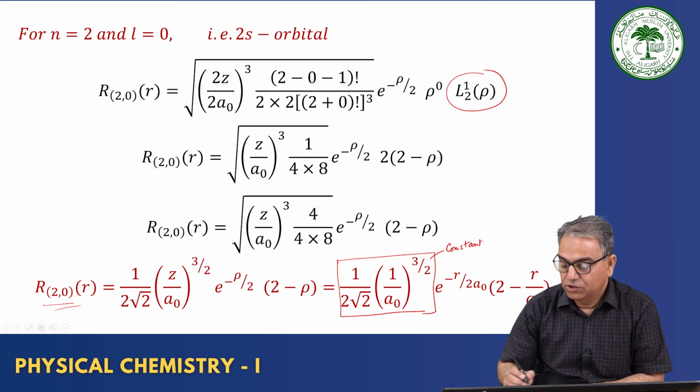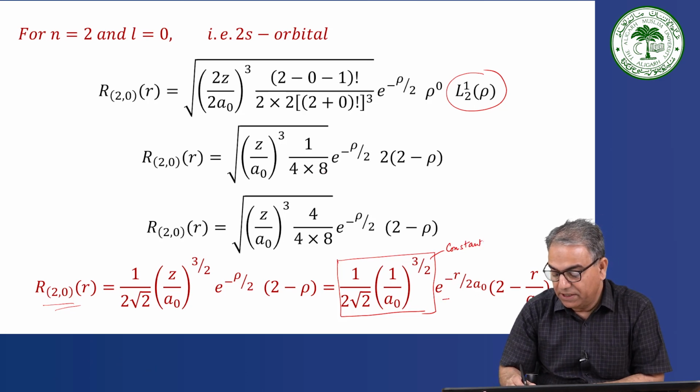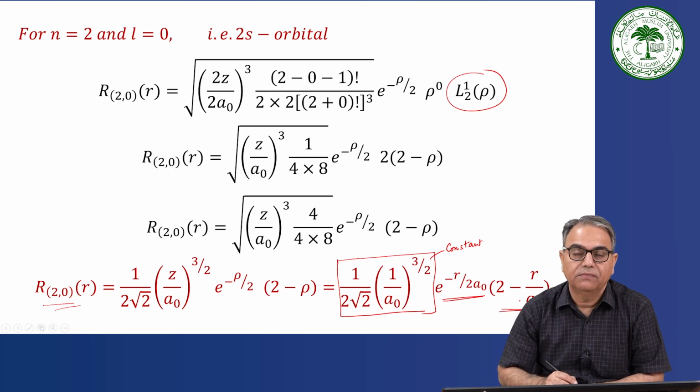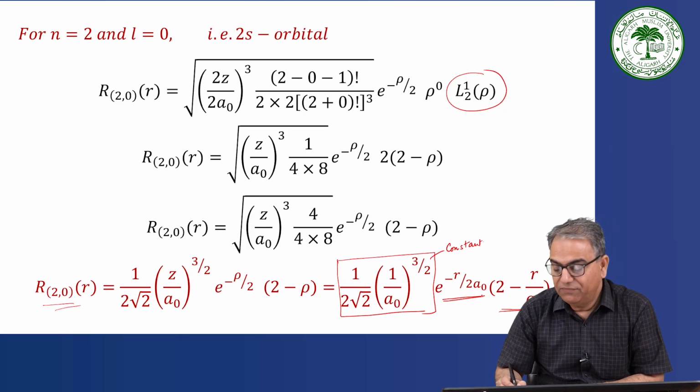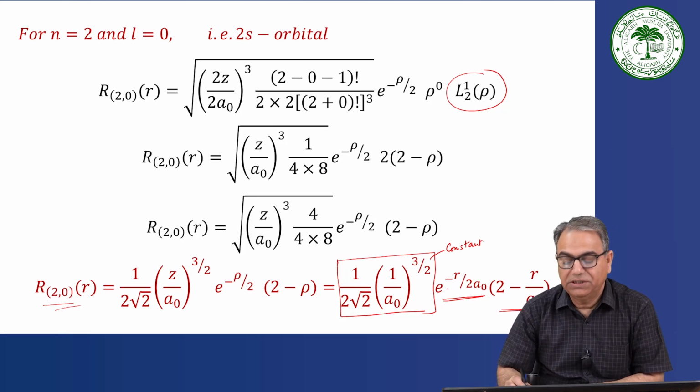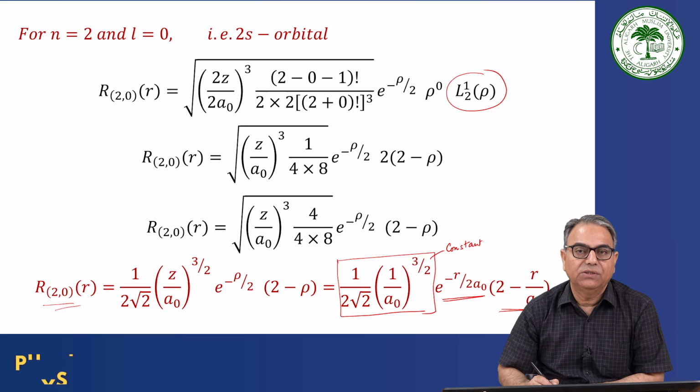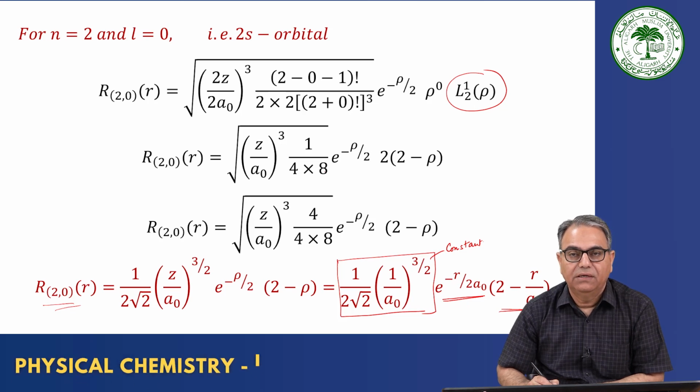Okay, so what you have is exponential minus r divided by 2a naught and 2 minus r divided by a naught as the function. So you have one function which is exponentially decreasing with r, and another factor is 2 minus r divided by a naught. Okay, what does this function tell you physically?